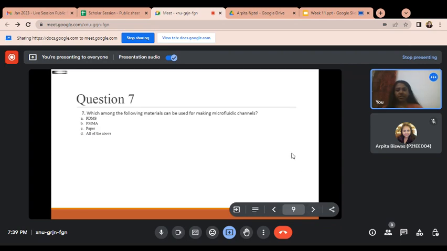Next we are moving towards question number 7. Which among the following materials can be used for making a microfluidic channel? First option is PDMS, second option is PMMA, the third option is paper, and the fourth option is all of the above. So go through the question carefully and then try to give the answer.